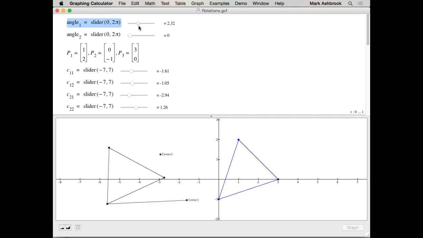And then until it's where we want it to be. And then angle 2 will grab it and rotate it about center 2. And this will work even after you change the centers and change the vertices.